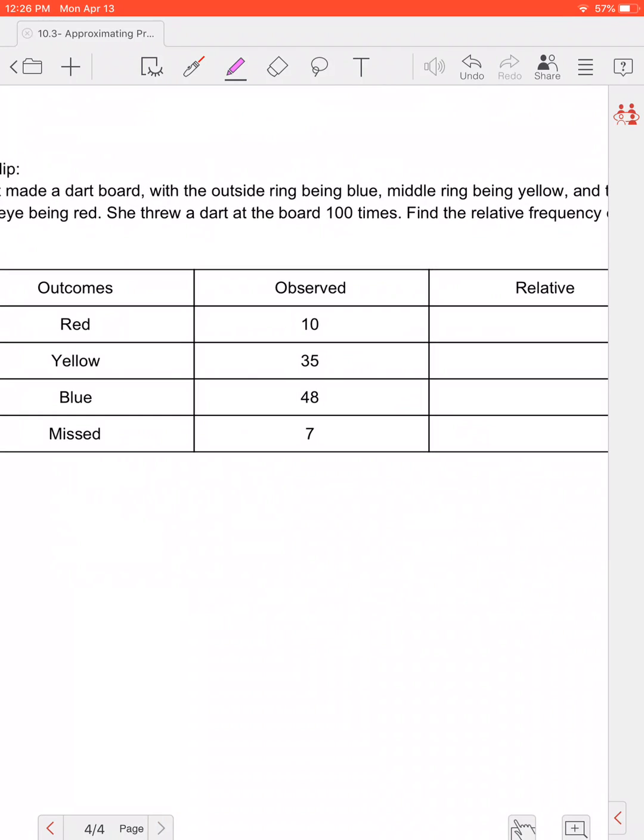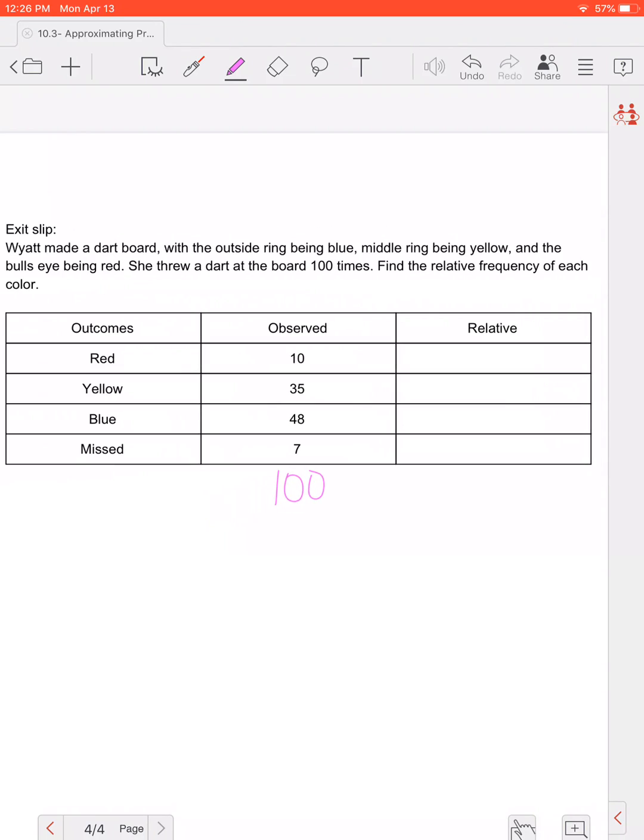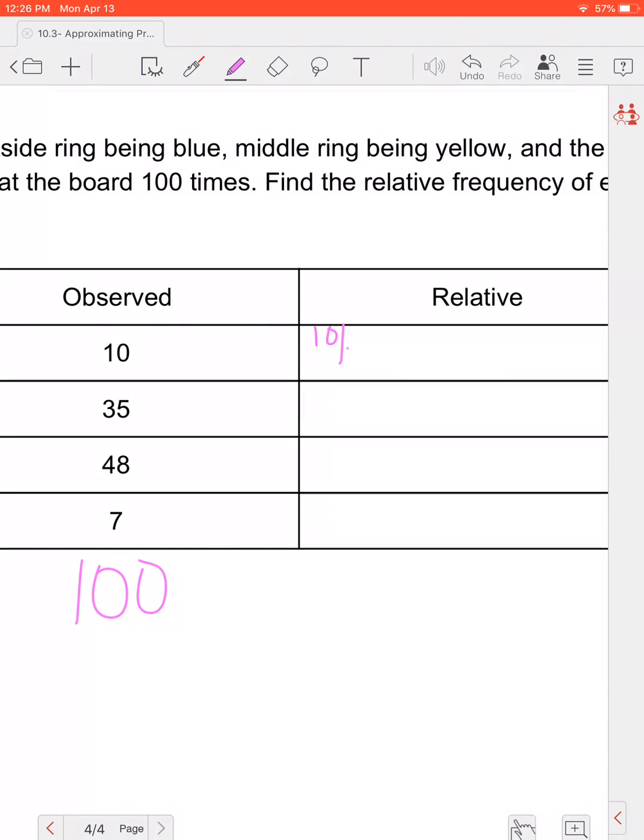Okay, so we did this 100 times, so I know my total is 100. So we're going to do 10 out of 100. And 35 out of 100. 48 out of 100. And 7 out of 100. Now you could leave this as a fraction if you'd like, or you can find your percentage. Again, I like to find my percentage just because it's easier to kind of see what's happening.